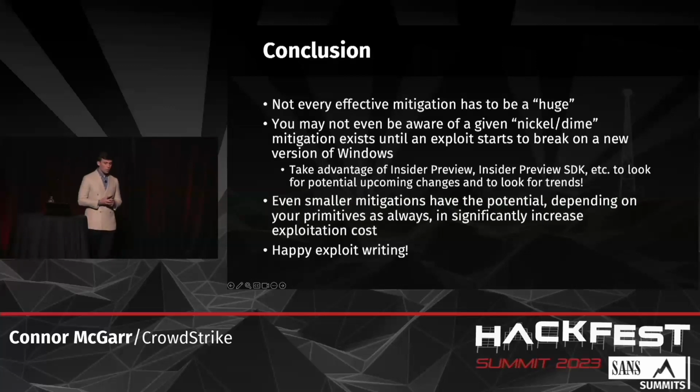And even some of the smaller mitigations have the potential, depending on your primitives, to increase exploitation costs. In that case, if you have a vulnerability that's only a decrement primitive, that's all you have, nothing else. Well, the previous mode technique was a tried and true method of turning just a decrement into an arbitrary read-write primitive. Well, that's no longer the case using that generic technique. So it has increased the cost of exploitation. And it's always happy exploit writing.